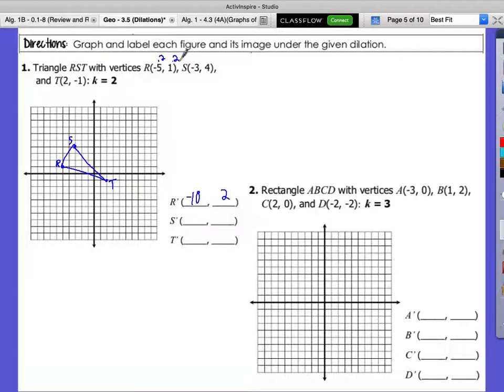Wait, but I thought you said that we're not gonna have negatives. I said our scale factors won't be negative. So the scale factor is positive, but we can still have negative points. So what's negative 3 times 2? Negative 6, comma 8.